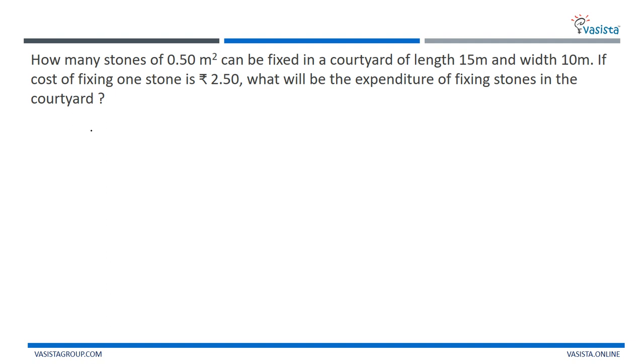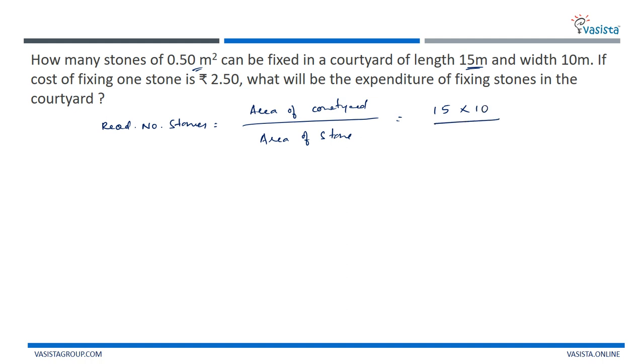Right, here, so the required number of stones is equal to the area of courtyard divided by the area of a stone. The area of courtyard is given in terms of meter, and this also in terms of meter, so that is going to be 15 into 10, divided by, directly they have given the area, that is 0.5. 15 into 10 is 150, divided by 0.5.